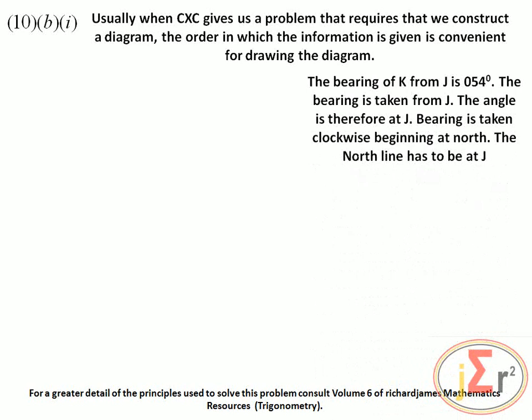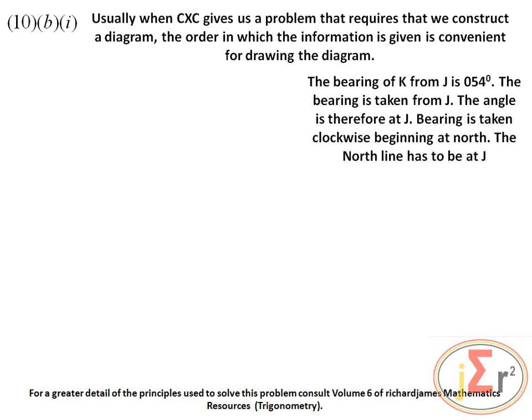The bearing of K from J is 54 degrees. The bearing is taken from J. So it is the bearing of K from J. So the bearing is taken from J. If it is taken from J, that angle that represents the bearing must be at J.